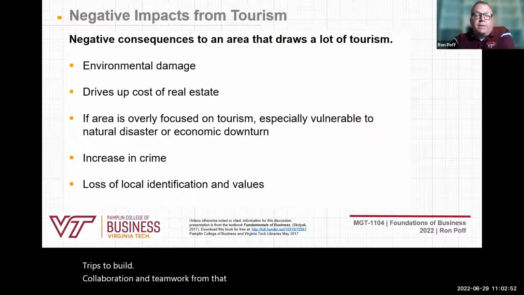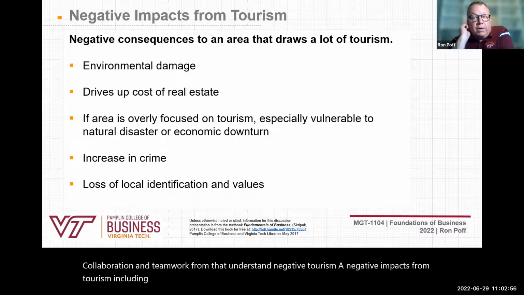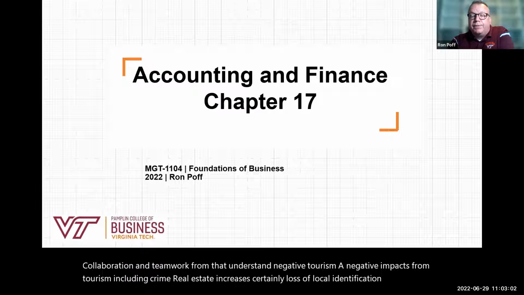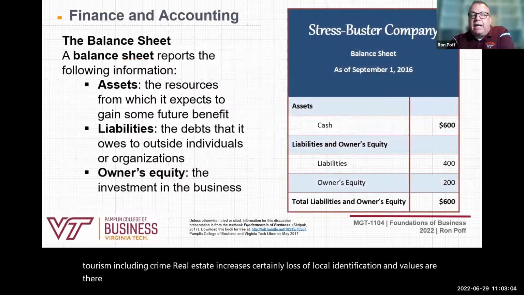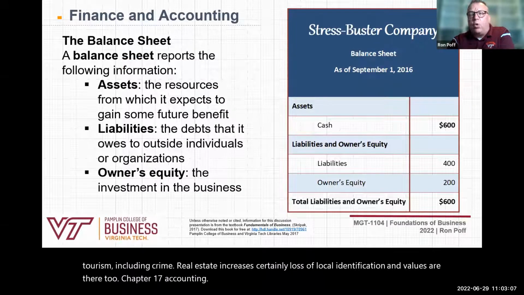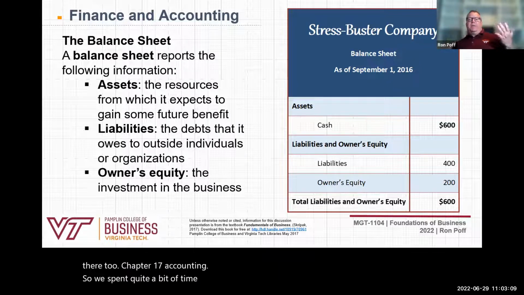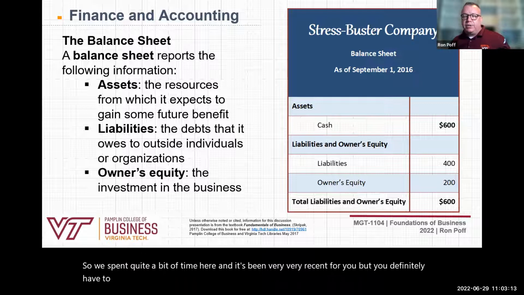Understand negative impacts from tourism, including crime, real estate increases, certainly loss of local identification and values too. Chapter 17, accounting. So we spent quite a bit of time here, and it's been very, very recent for you, but you definitely have to know the accounting equation.